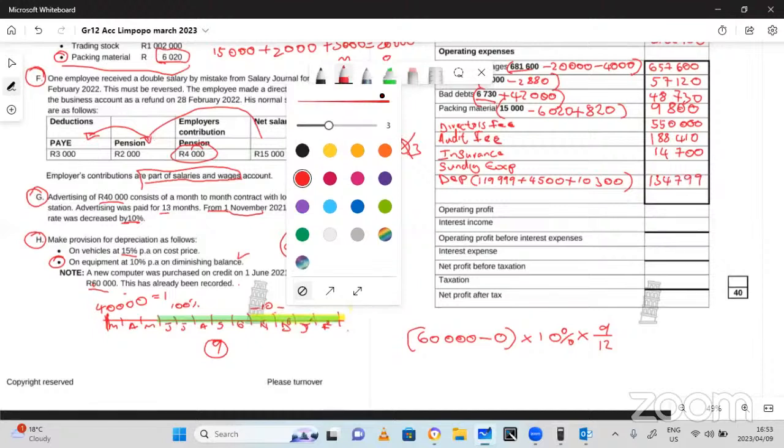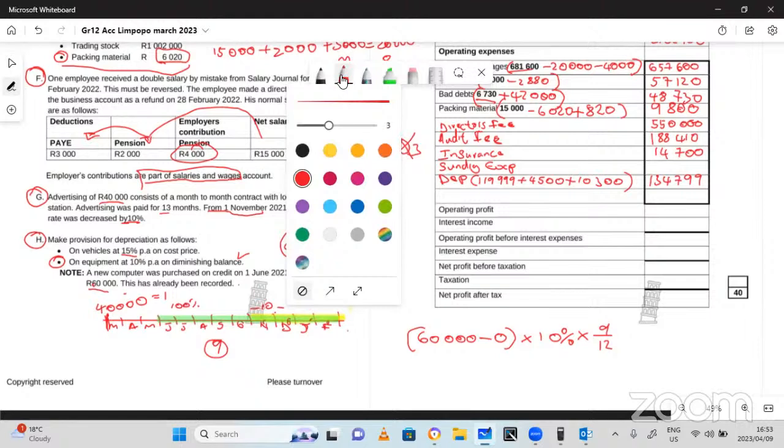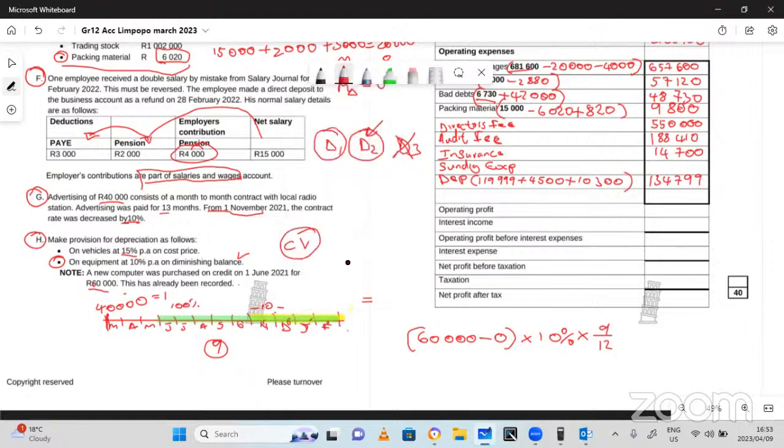Okay, I'm sorry for the delay on my pen. It's writing slowly. Now then, lastly, remember, there's no asset that was sold, so we don't have to calculate a loss on sale of the asset. And also our provision for bad debt is an income, so we don't have to worry ourselves with that as well.